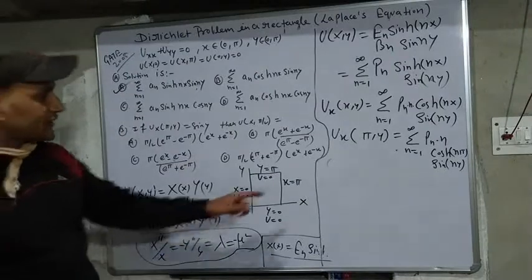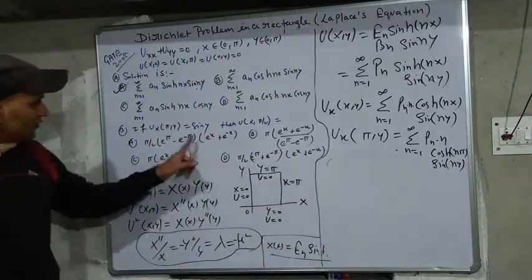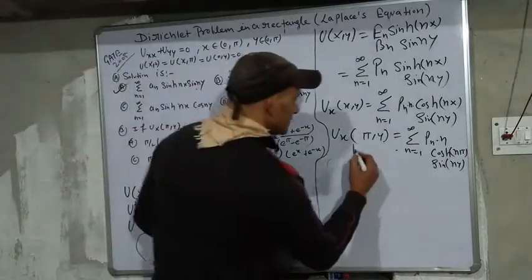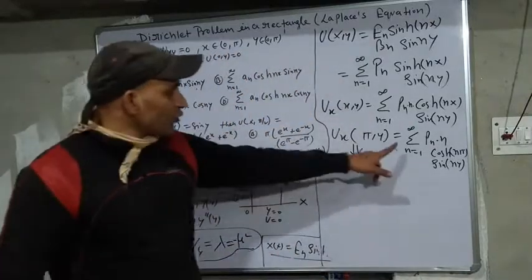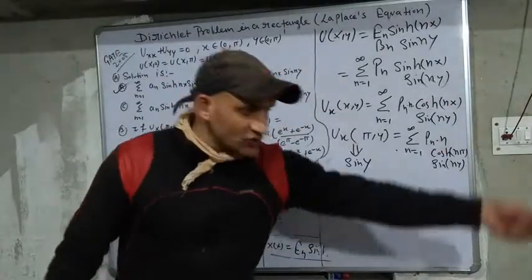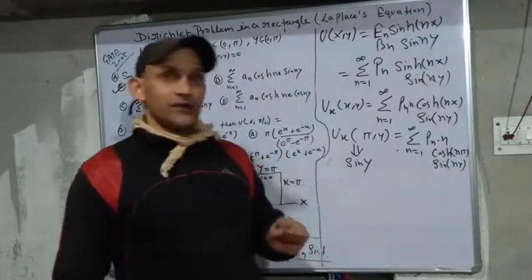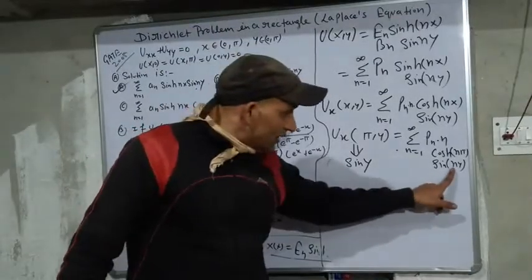Now you have to check cos hyperbolic n pi. This value, u(x, pi, y) is equal to sine y. Now you have to put sigma n equals 1, n equals 2, n equals 3, up to infinity, and check where you will get sine y. So there is only one value, n equals 1.